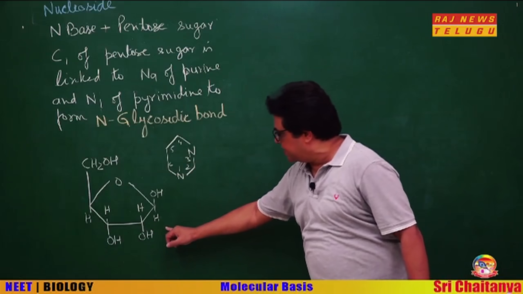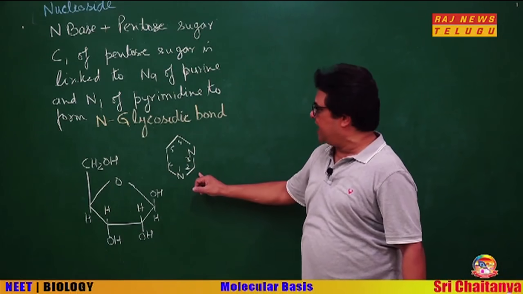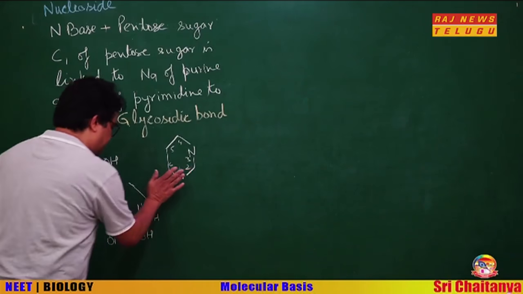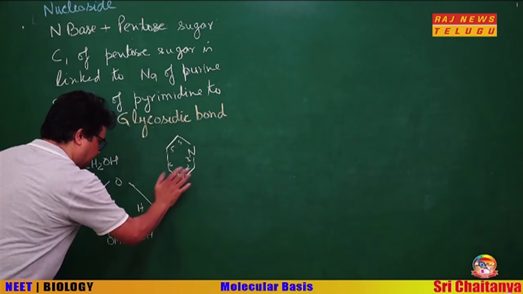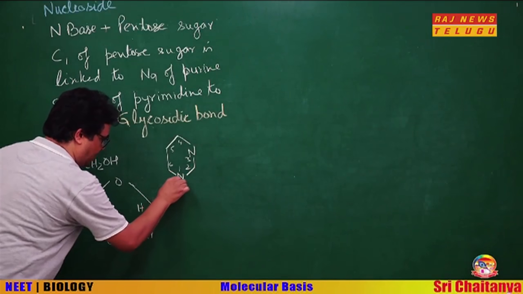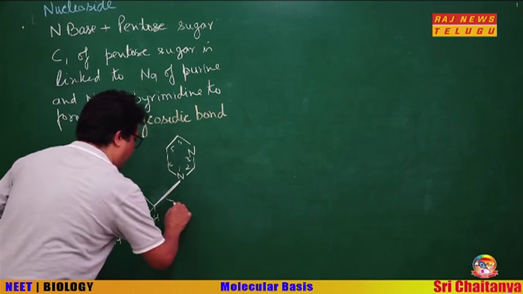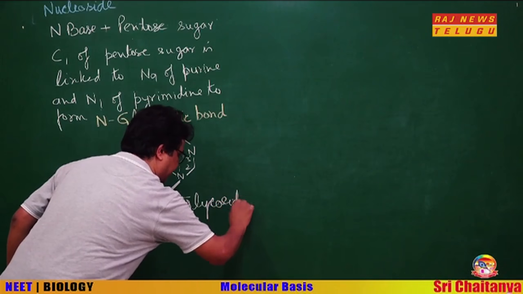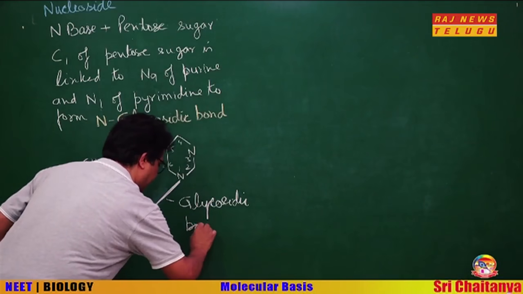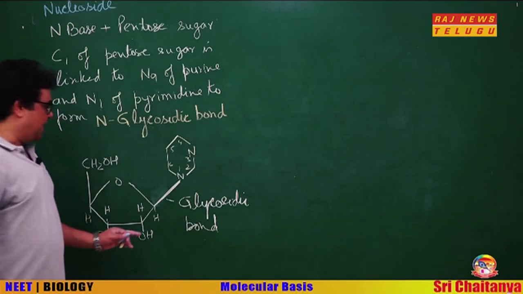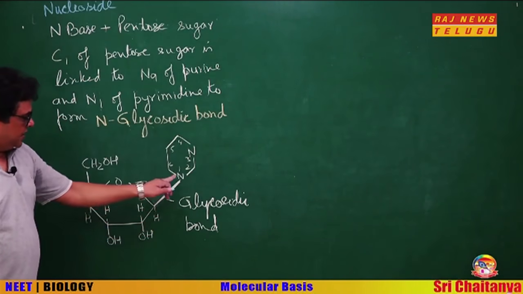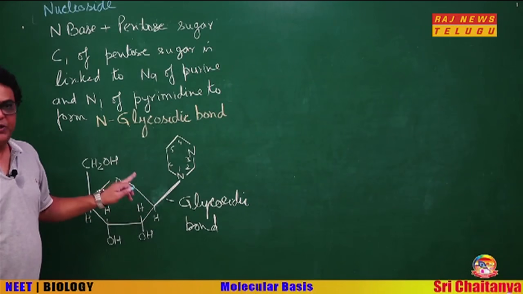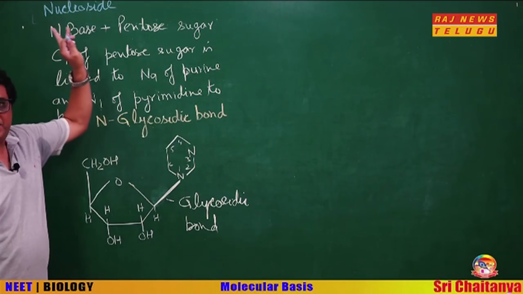As you can see here, this is the sugar and I have taken a pyrimidine. Okay, now let us see this bond. This bond is the glycosidic bond. So glycosidic bond is the linkage between the nitrogenous base and the pentose sugar. This forms the nucleoside.